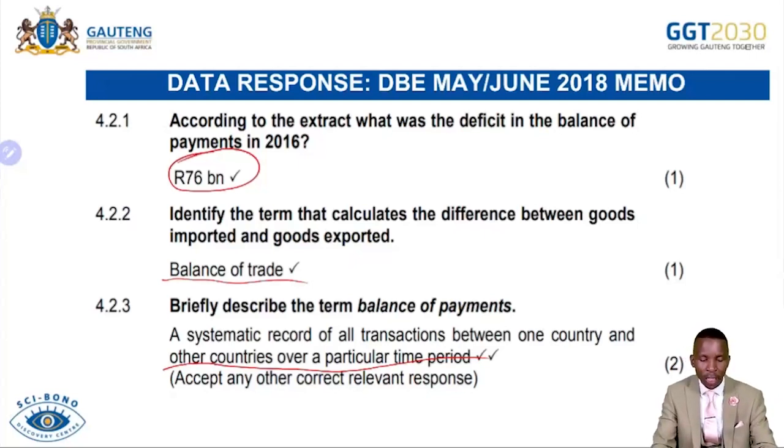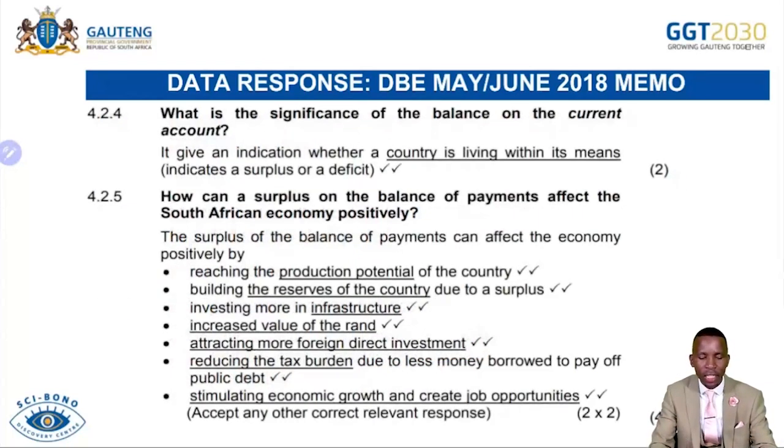And then, a systematic book of record that captures all countries' transactions with other world countries. So any other correct response is accepted in this case. And then what is the significance of the balance on current account? It gives an indication whether a country is living within its means, an indication of surplus or deficit.